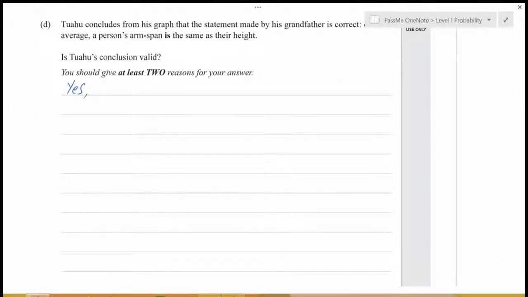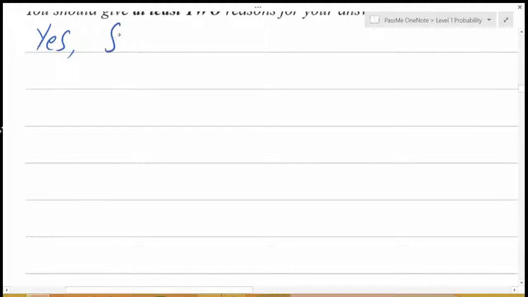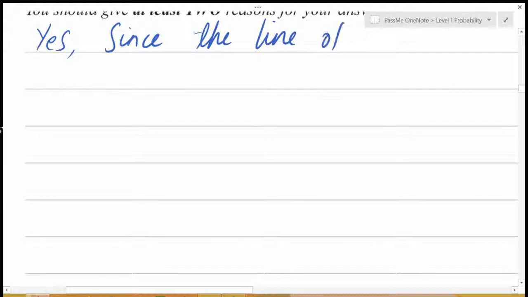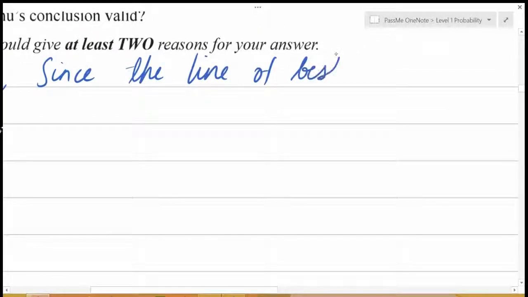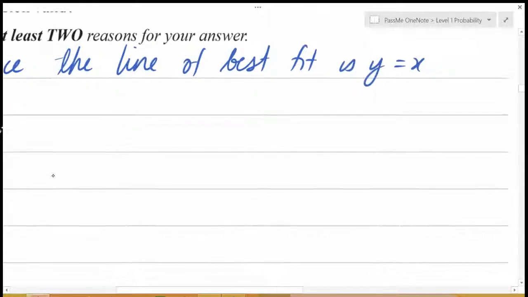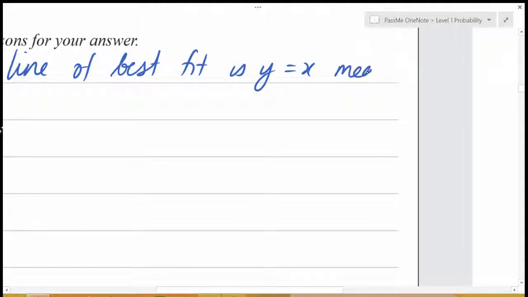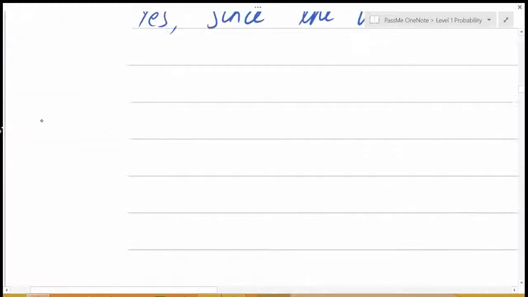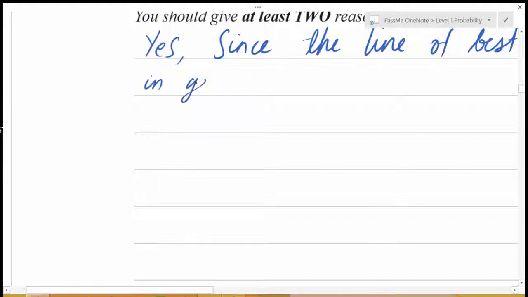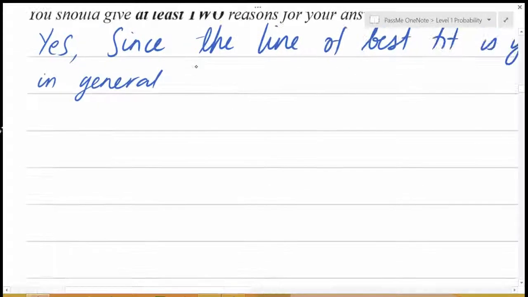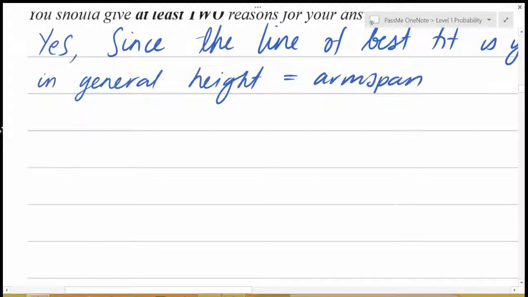Yes, since the line of best fit is y equals x, meaning in general height equals arm span. Okay, so that's one reason there.